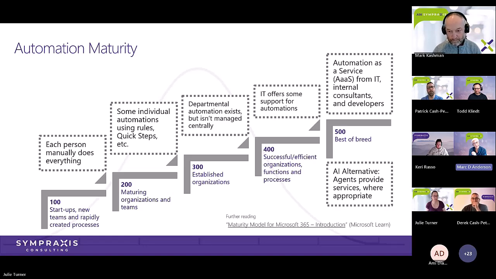So that's why I put it down there in the best of breed end of things. Your organization may well find some places where agents can be very helpful, but I think in the automation spectrum, they're sort of off in a corner. And I will stop now.